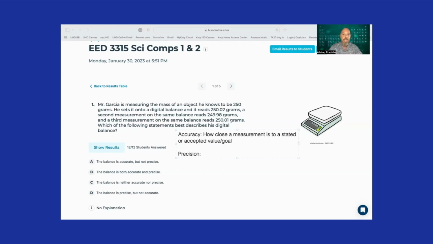Precision has to do with repeatability of a measurement.